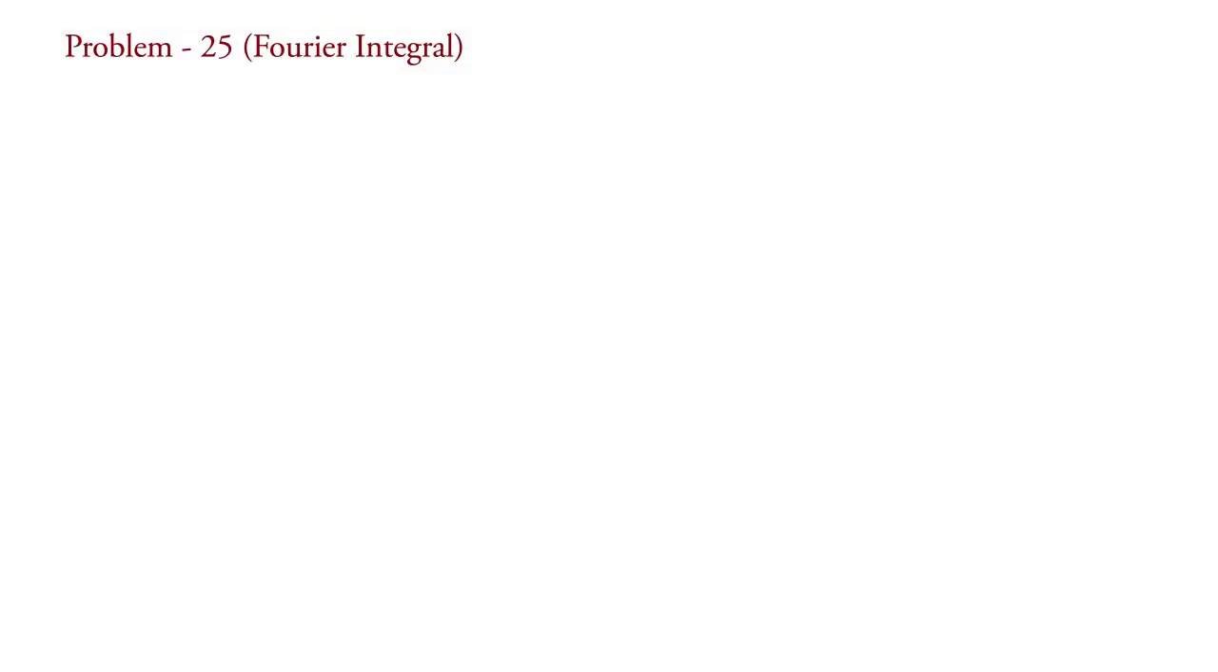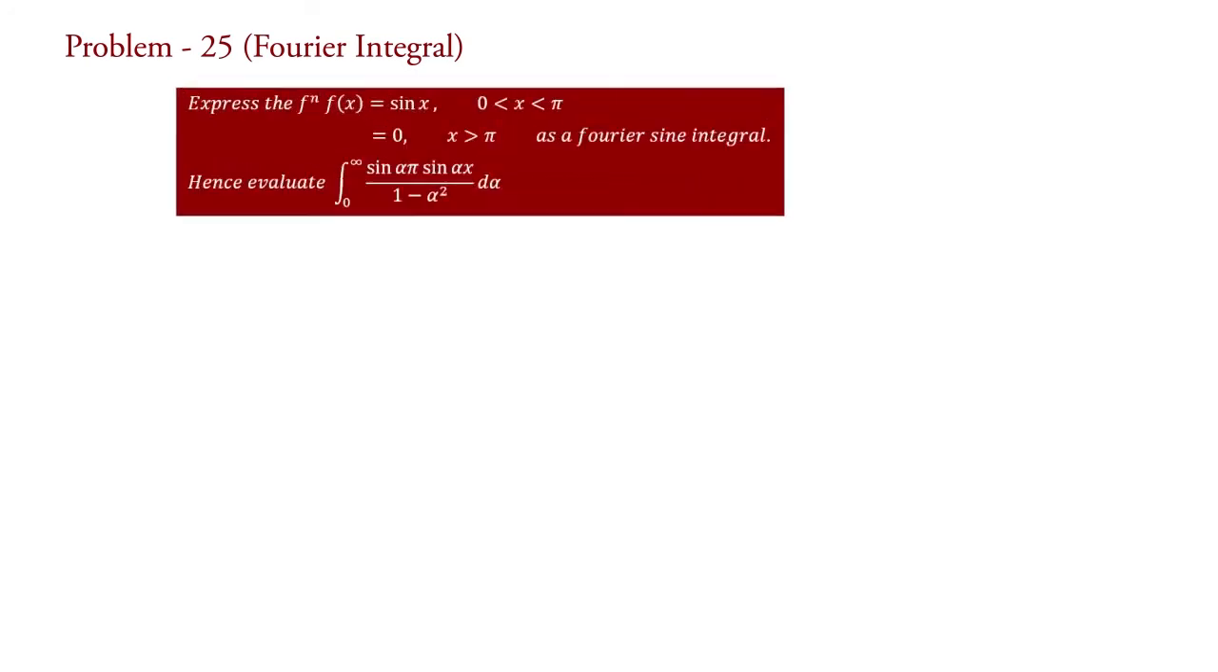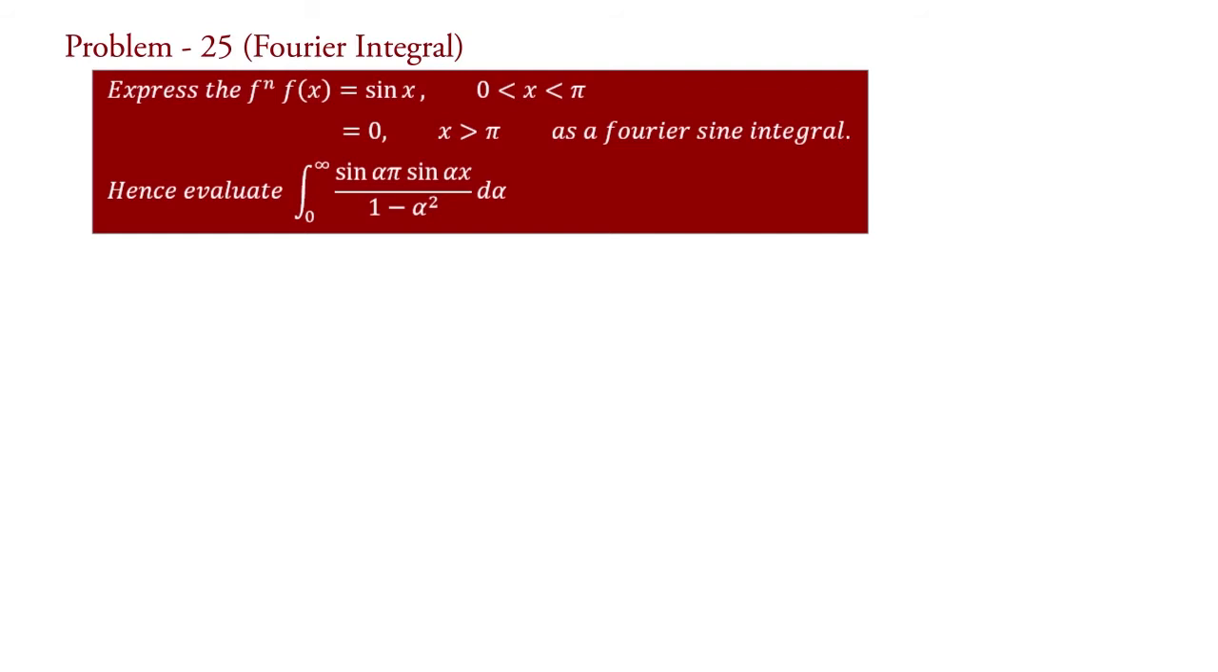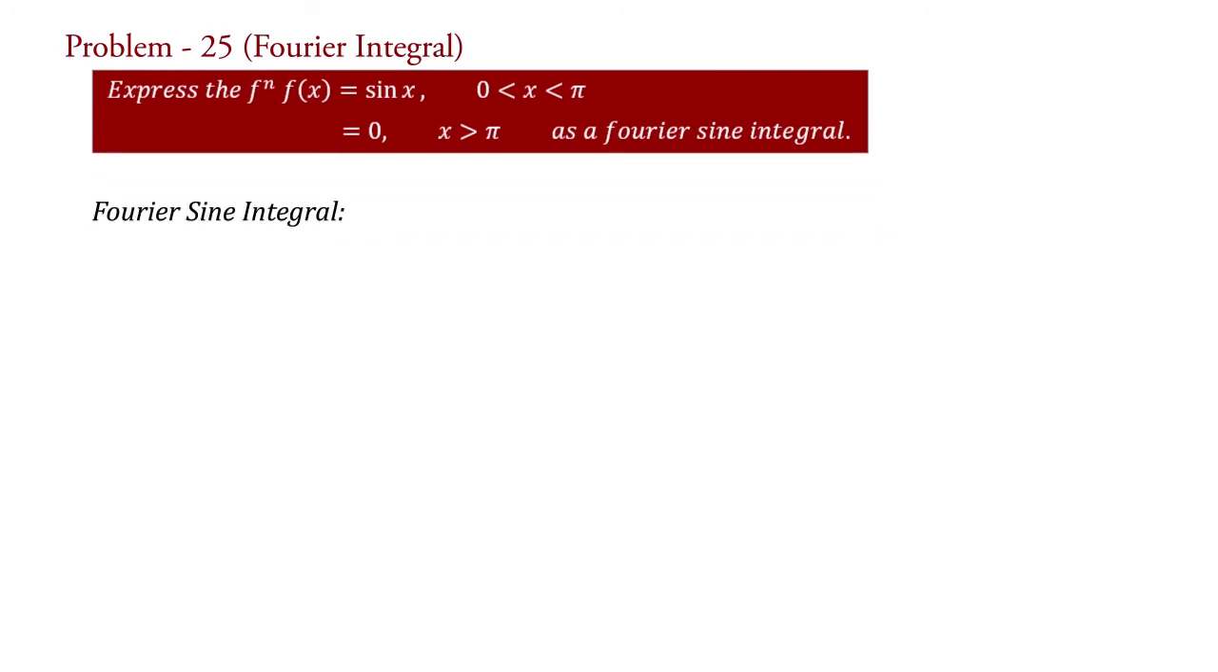Today we will take one example on Fourier integral. Problem on Fourier integral. The problem is: express the function f of x equal to sine x for 0 less than x less than pi, and f of x equal to 0 for x greater than pi, as a Fourier sine integral, and hence evaluate the integral from 0 to infinity of sine alpha pi sine alpha x upon 1 minus alpha square d alpha. The Fourier sine integral formula is given as f of x equal to this.